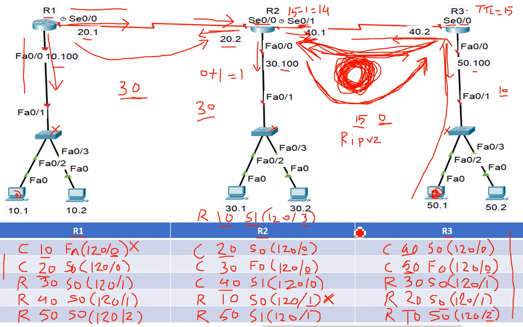So it is preventing the loop by limiting the hops, and that is why we cannot configure this RIP protocol for a big network. In a big network where you have multiple hops, more than 15 hops, it will not go to that destination. Whether it is version 1 or version 2, it will not go there.